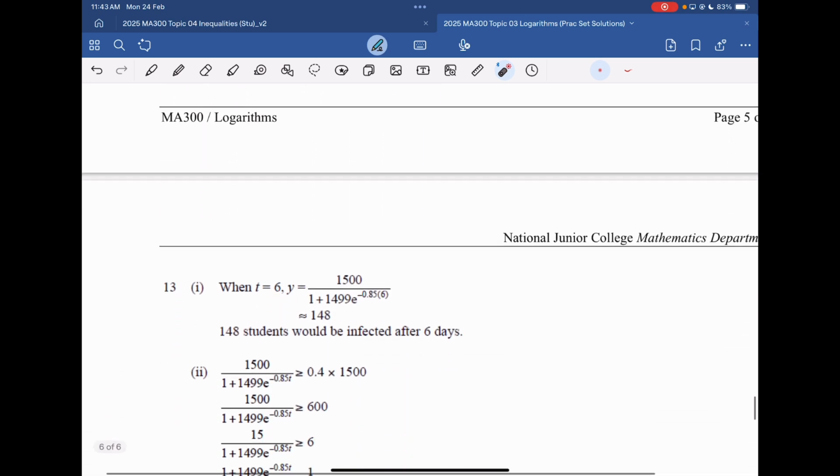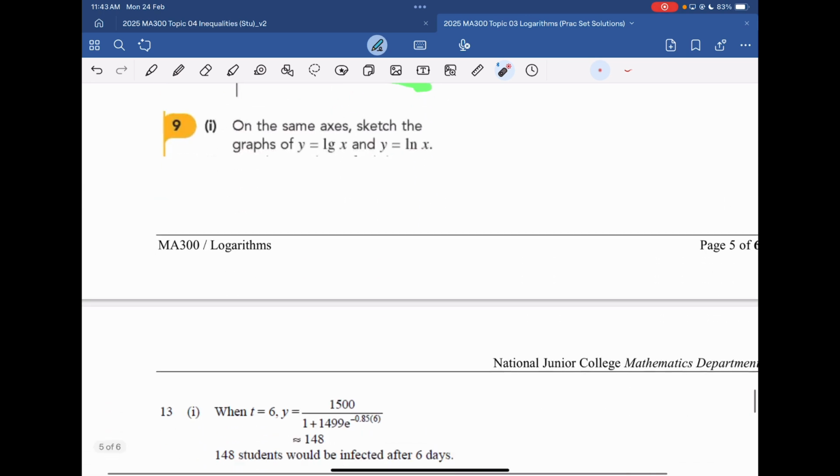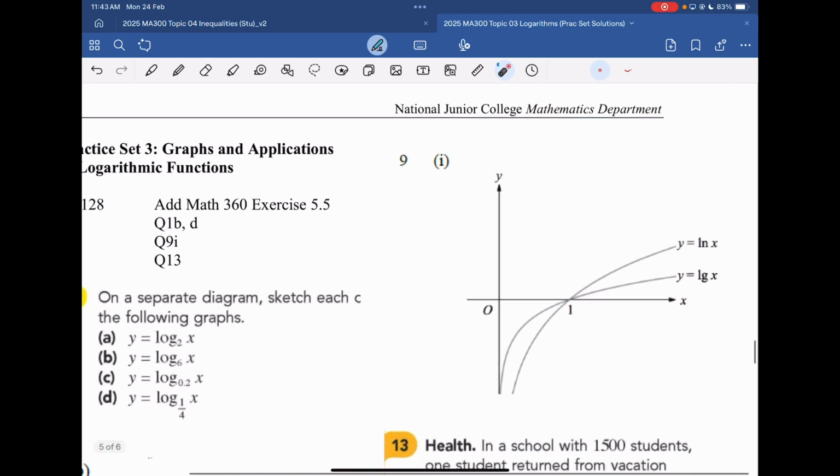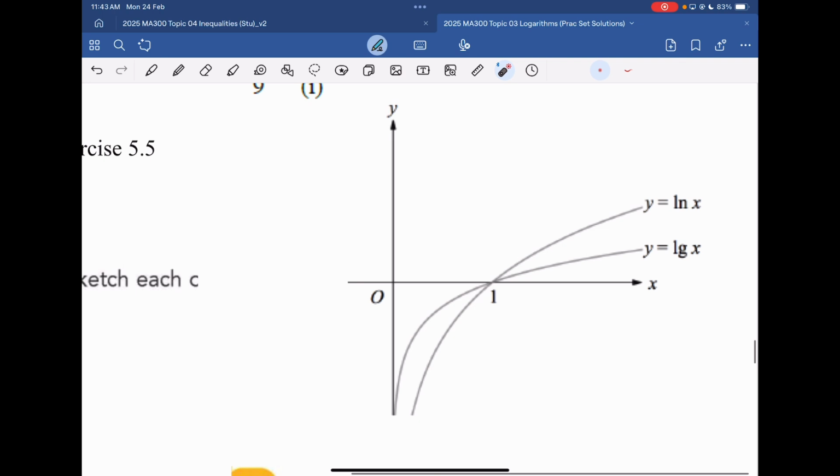Okay. So question 9. Question 9 is pretty straightforward. Same as that. You can see it must have 1, 0. X equals to 0. So make sure your graph has the intercept, has the asymptote, has the shape. These 3. And the shape should be a nice curve, like your hand.